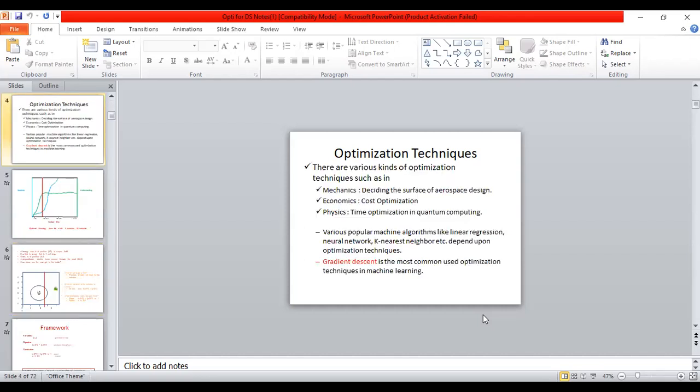There are various kinds of optimization techniques. For example, in mechanics, it could be designing the surface of an aerospace design. In economics, it could be cost optimization or profit maximization. In physics, it could be time optimization in quantum computing or whatever. Various popular machine learning algorithms, such as linear regression, neural networks, k-nearest neighbors, etc., depend upon certain optimization techniques. And one of the most commonly used optimization techniques in machine learning is gradient descent.